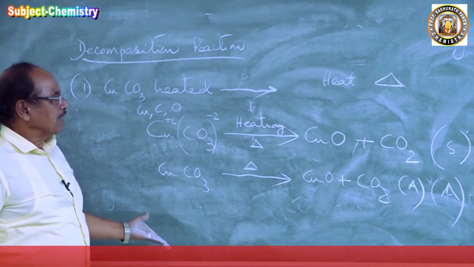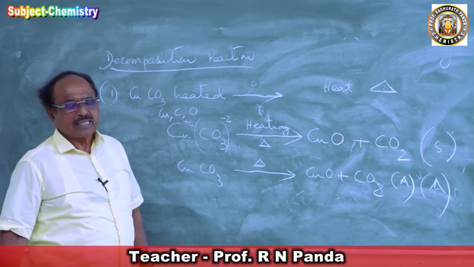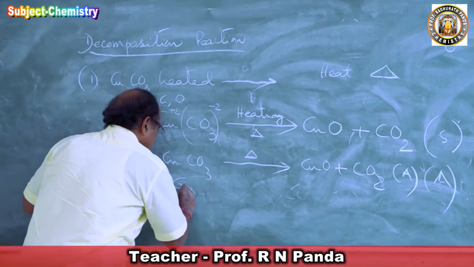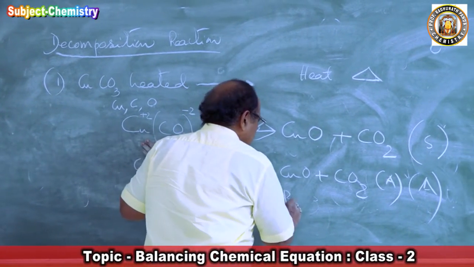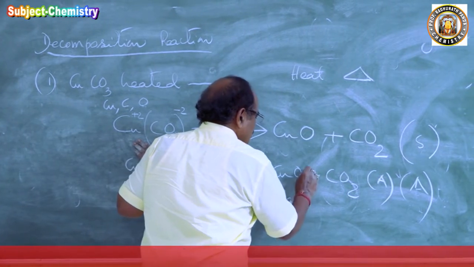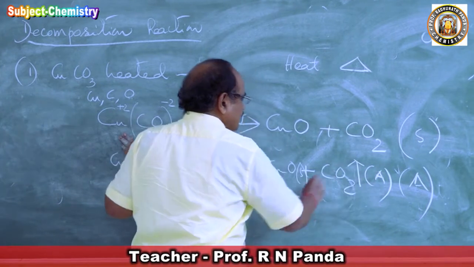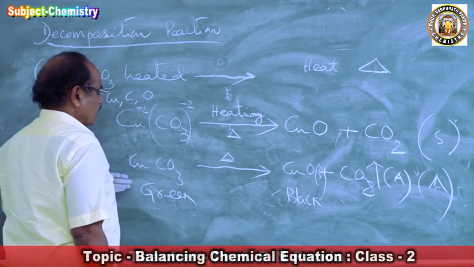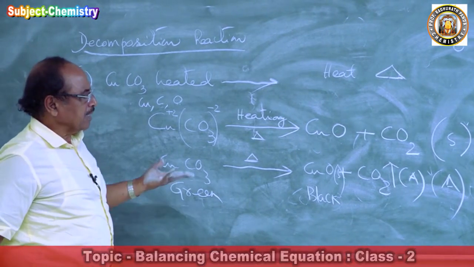So very easily you got what happens when copper carbonate is heated. What is the color of copper carbonate? It's green. And what is copper oxide? It's a black solid. What is carbon dioxide? A gas. So when you heat copper carbonate, it will turn black and release a gas.